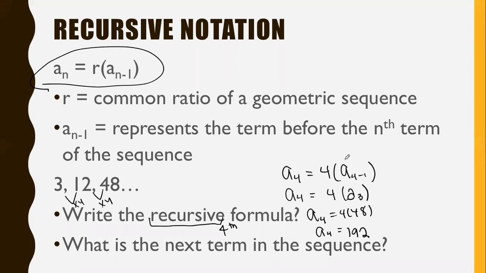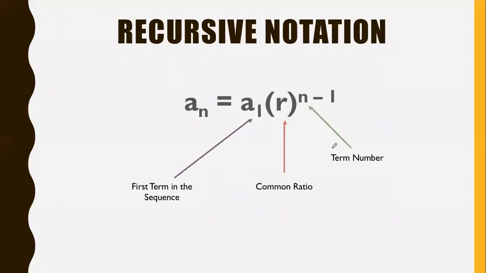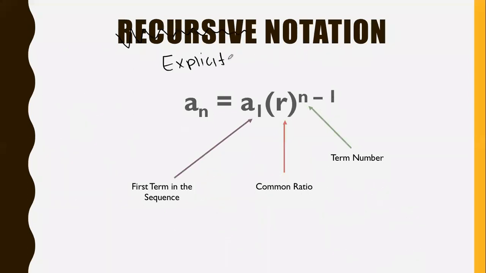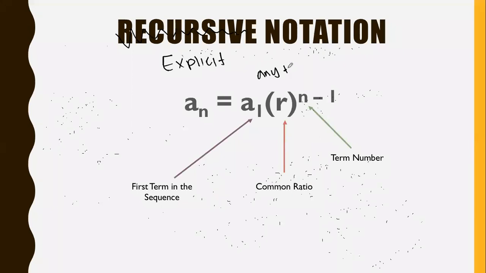Miss, it won't ask for like the 8th term or the 10th term? Such a good question, Rodolfo, because that's the next thing. Explicit notation. Explicit notation is to find any term in the sequence.